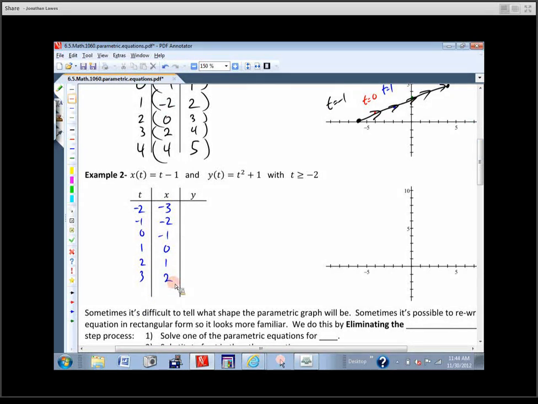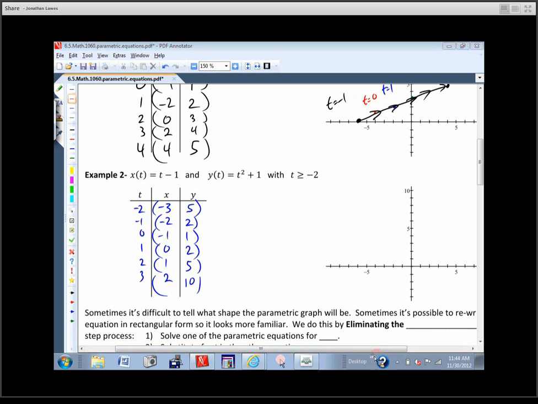Let's figure out what the y's are. If I plug in a -2, I square that, that's 4, add 1, so I get a 5. Plug in a -1, square that, I get a 1, add 1, I get 2. 0 squared plus 1 would be 1. 1 squared plus 1 would be 2. 2 squared plus 1 would be 5. Notice that pattern. Maybe that looks familiar. If I plug in a 3, I square that and add 1, I get a 10. And these are the points that we're going to graph. Even though t determines what goes on here, these are the points we're going to graph.